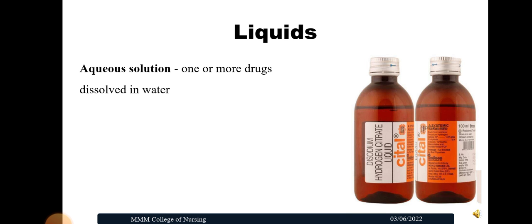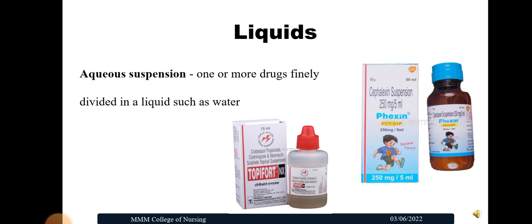Aqueous solution. In this, one or more drugs will be dissolved in water. Aqueous suspension. In this, one or more drugs are finely divided in a liquid such as water. When the containers are at rest, we can see the medicated particles settled at the bottom of the container. So we need to be cautious to shake the containers very well before use of the medication.